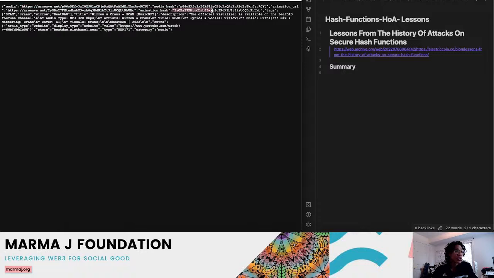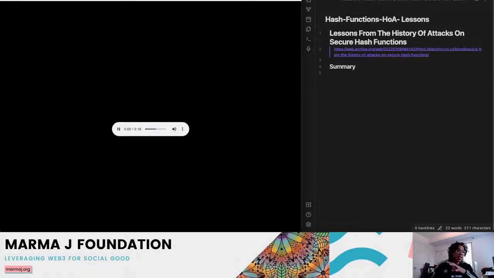We have like animation hashes, I guess, animation URL. There you go. So this is kind of showing how to get the actual media. And like, there's no actual security here, right? In terms of, I can just come here and download the song.